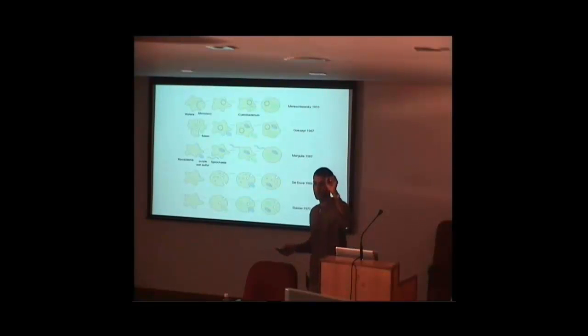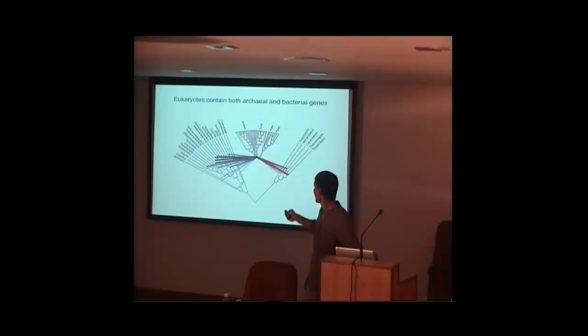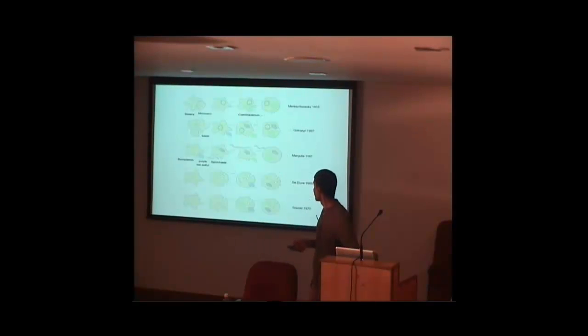So here's what we're going to do. Remember, there's this funny, strange signal. Bacteria, archaea, some kind of combination leads to eukaryotes. What is this combination? Is it mitochondria? You know what? Where does this come from? So here are all the ideas.